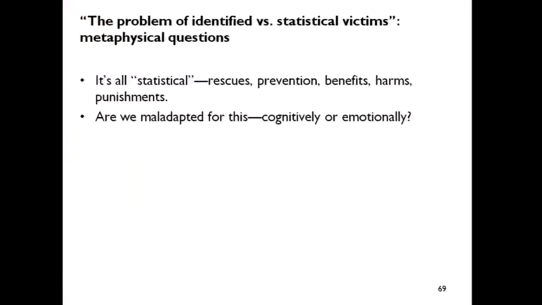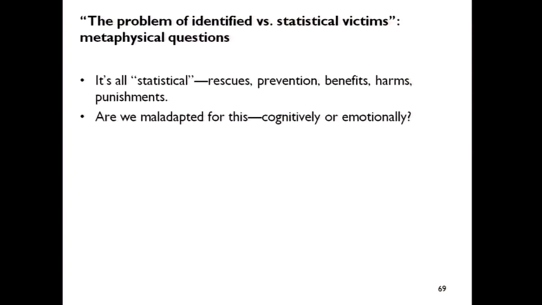The first thing I wanted to say is on the sort of metaphysical side of philosophy. If we look at the way we interact with others in the world, it's all statistical, whether we try to rescue, try to prevent, whether we confer a benefit or a harm, whether we punish or not. Our effects on each other are statistical in character, and we have to adapt ourselves to thinking in that way. And the question is, do we have the wherewithal to do it?